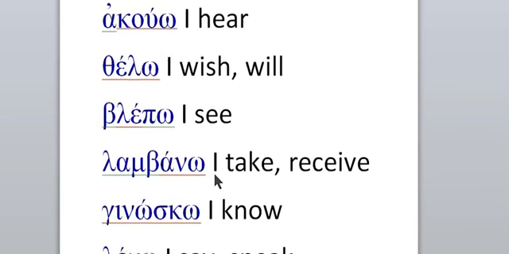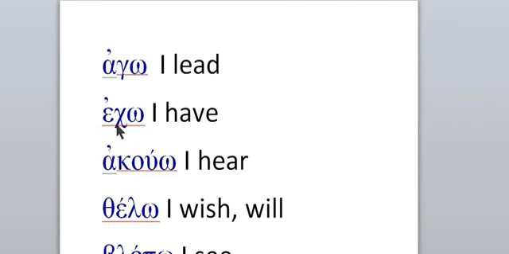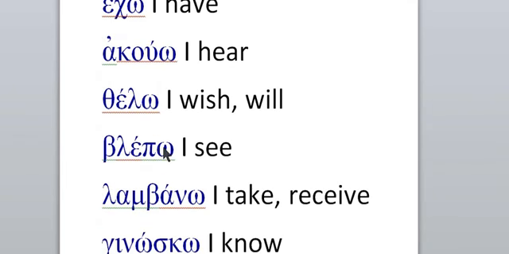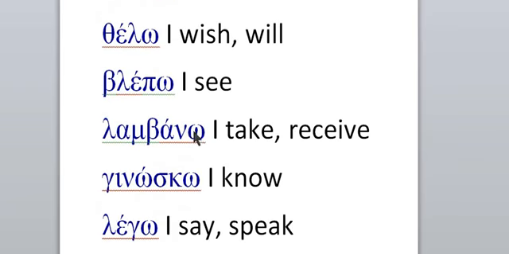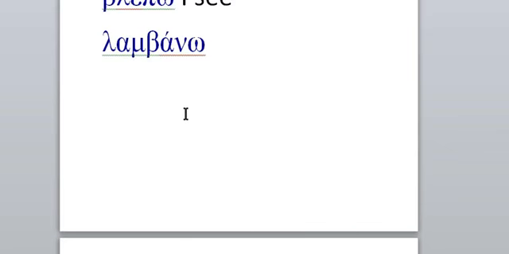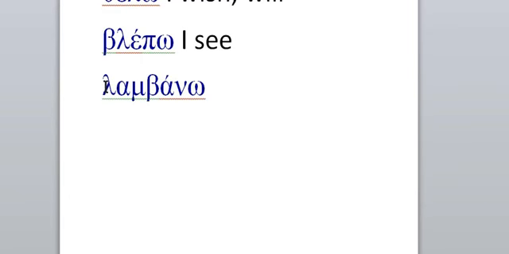So let us take some of them and learn how to write the 6 forms of singular, plural, first person, second person, and third person. Okay, we already studied bleppo. Let's see if we can do it with lambano. Lambano is the root word, but the stem is here. So we are going to change it.